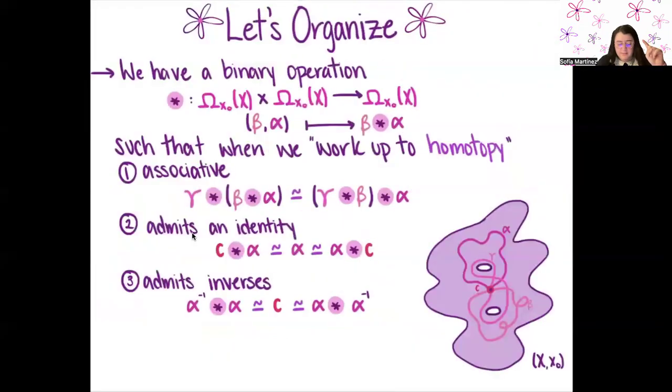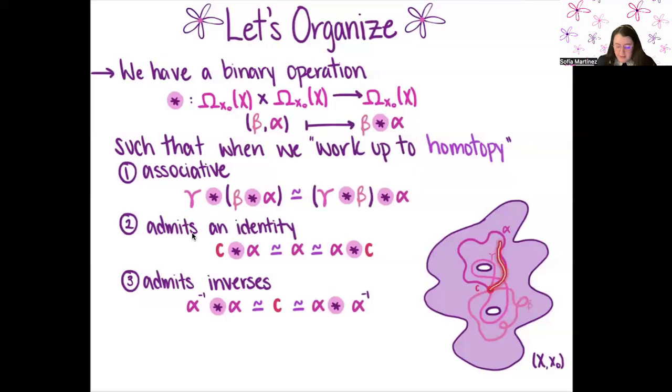It turns out that when we work up to homotopy, when we use this new symbol I defined for you today instead of using equality, the operation's associative. We just investigated that. It also admits an identity. What does that mean? There's a distinguished loop such that when I concatenate it with any other loop, it spits out itself. And that loop turns out to be the constant loop.